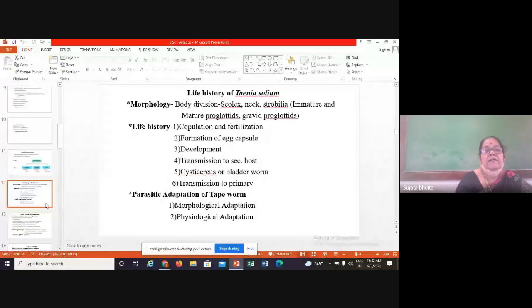And the next point in your syllabus is the parasitic adaptations of the tapeworm. In the parasitic adaptations of the tapeworm, generally they have mentioned 2 main points: morphological adaptations and the physiological adaptations.